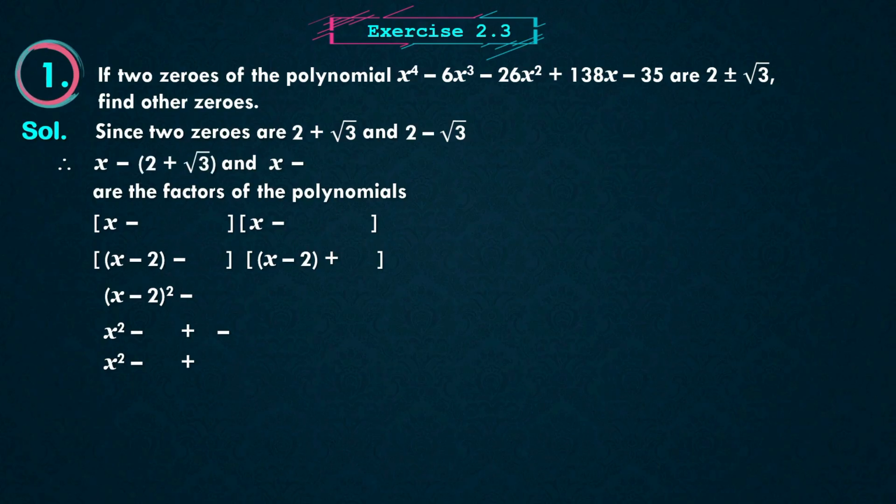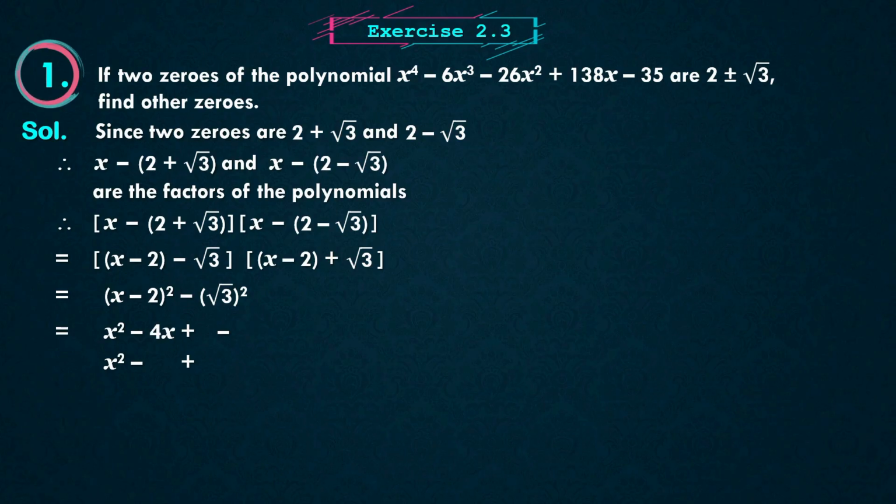So, since the zeros are 2 plus root 3 and 2 minus root 3, the corresponding factors will be x minus (2 plus root 3) and x minus (2 minus root 3). Now we multiply these two factors. We can rewrite them as (x minus 2 minus root 3) multiplied by (x minus 2 plus root 3). This follows the identity (a minus b)(a plus b) equals a square minus b square. Here a is x minus 2 and b is root 3. So the expression becomes (x minus 2) whole square minus (root 3) whole square.